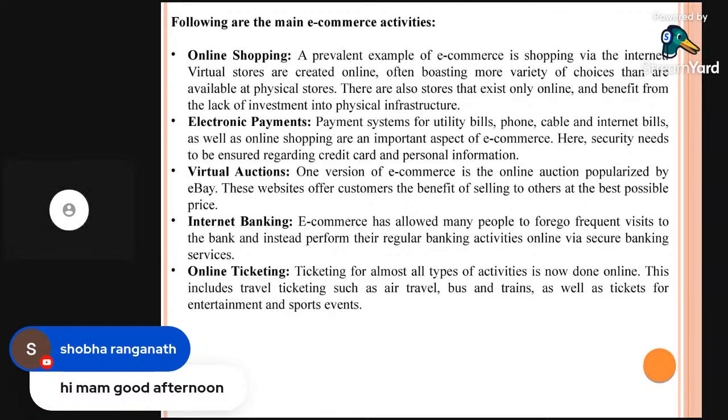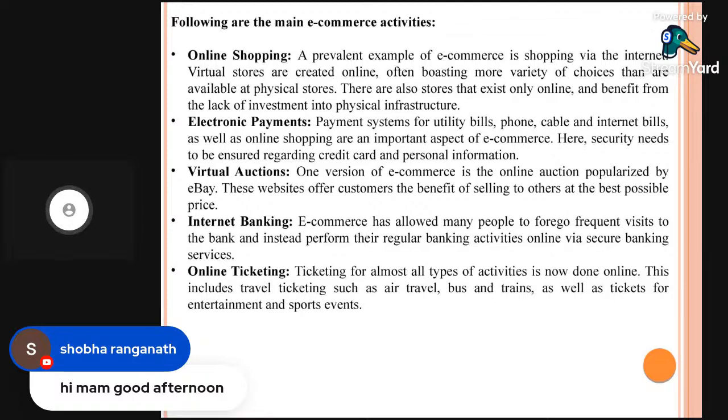This electronic system has become much more used nowadays, like for payment of utility bills like water bills or electricity bills, even for sending money to relatives and friends. Then online shopping, everything is through electronic payments. Virtual auctions are one version of e-commerce, online auction, which is very popular nowadays. eBay and other websites conduct this.